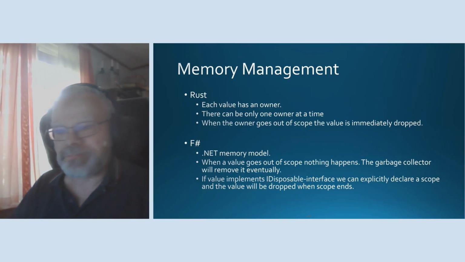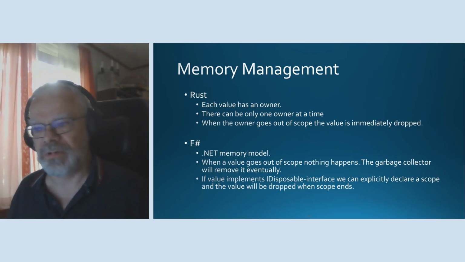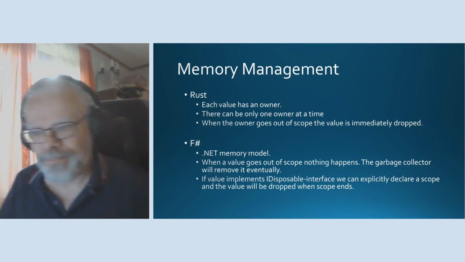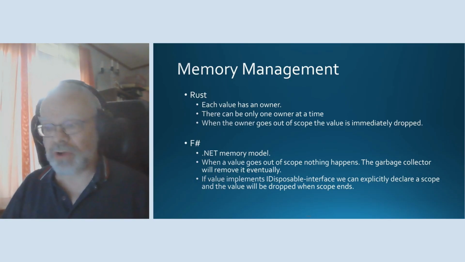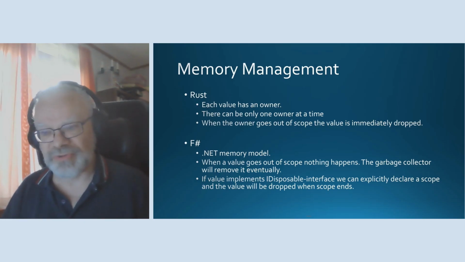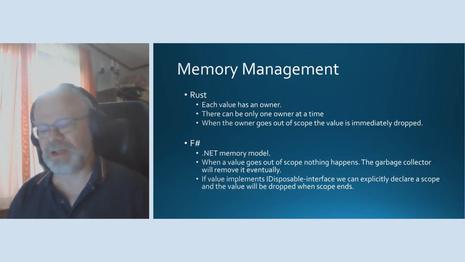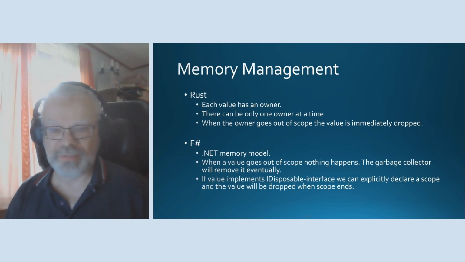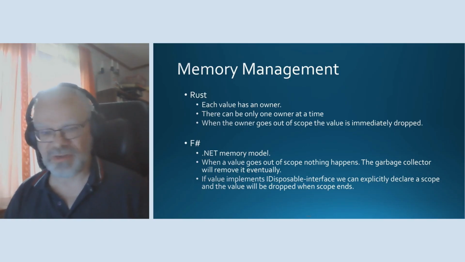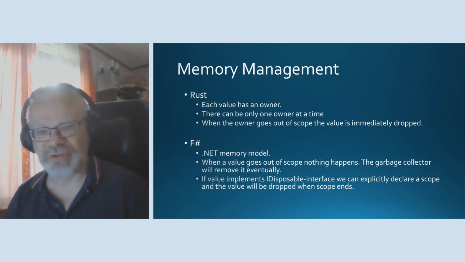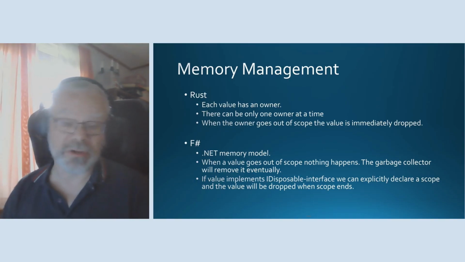Memory management. In Rust, each value has one owner, one and only one owner. And when the owner goes out of scope, then that value is removed. In F#, we're using the .NET memory model. That is, we have a garbage collector. So when a value goes out of scope, nothing happens. The garbage collector will find that this value is not used anymore and remove it sometime in the future. We don't know when, but it will do it sometime.